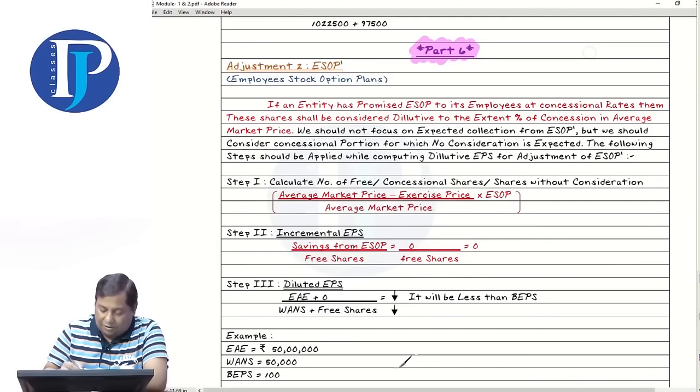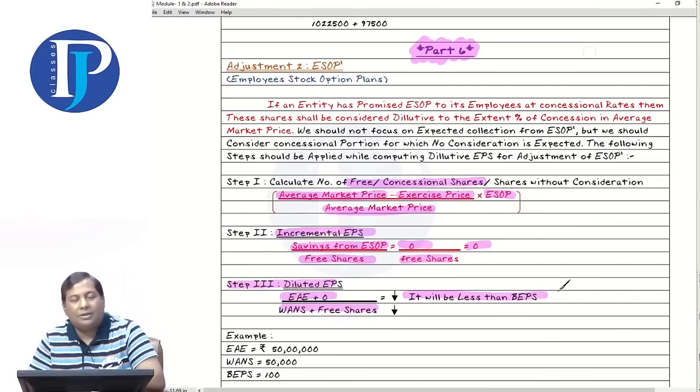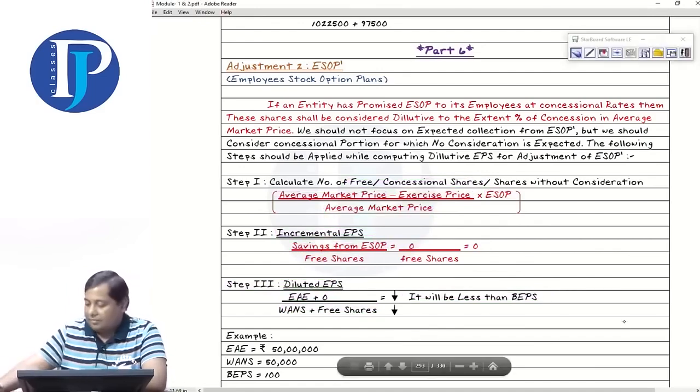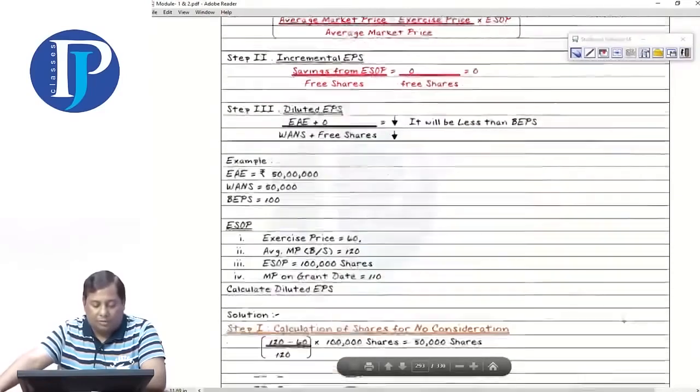We discussed this in class. Look here: average market price minus exercise price, upon average market price, into ESOP. We are calculating free share, the concessional share. Later, we will calculate incremental EPS, okay? Incremental EPS, then we find diluted overall. I explained this working to you. Okay? Then we moved on. This was adjustment number 2.